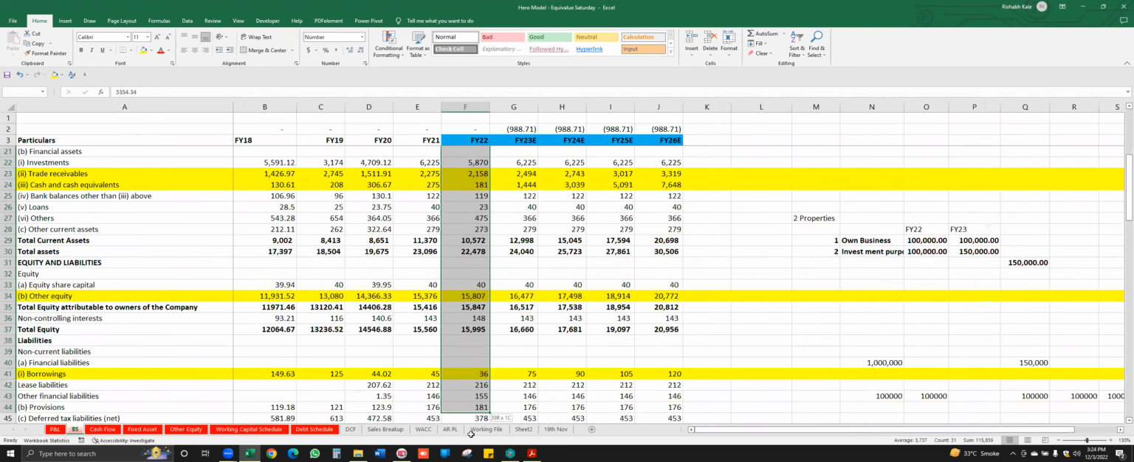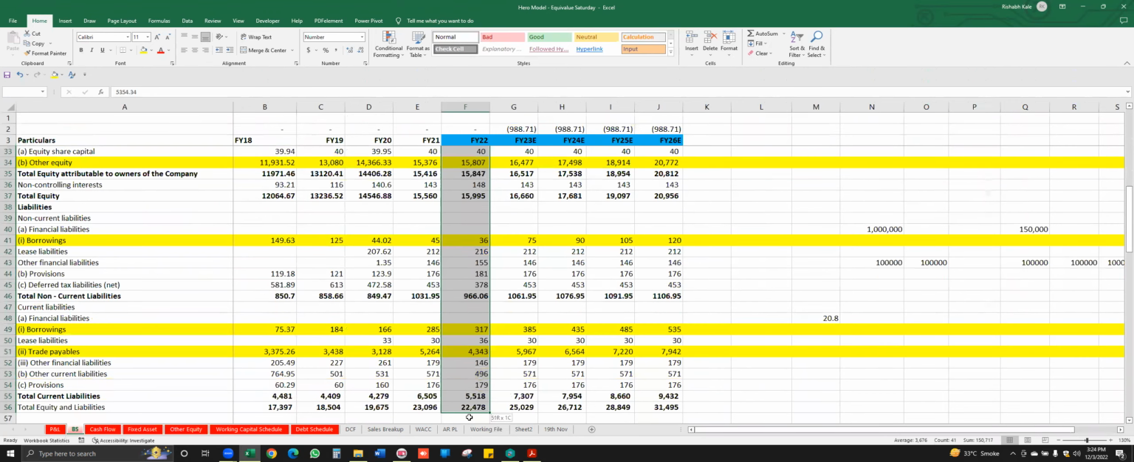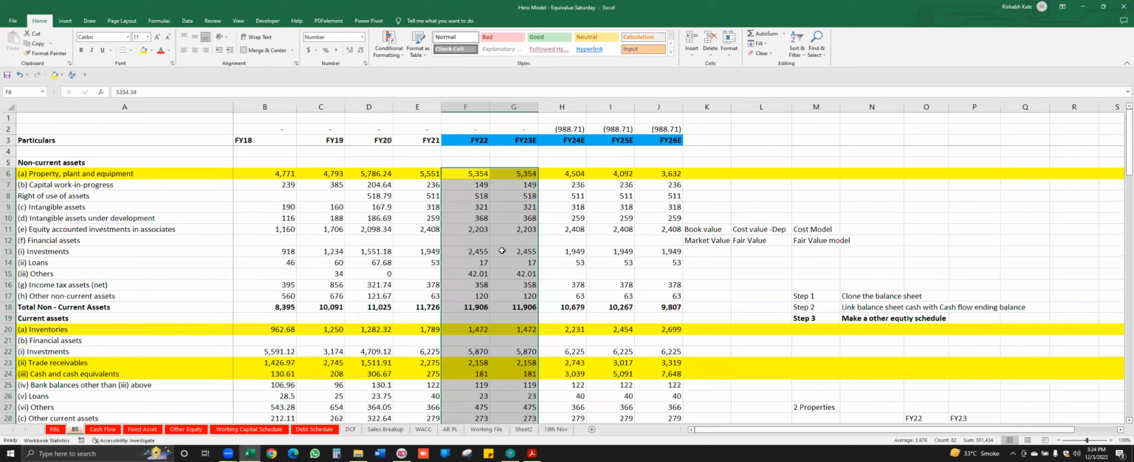Guys, again now help me to tally my balance sheet, it is not tallying. Can you help me?